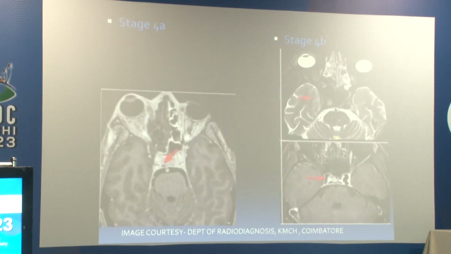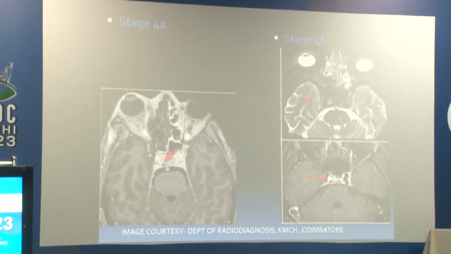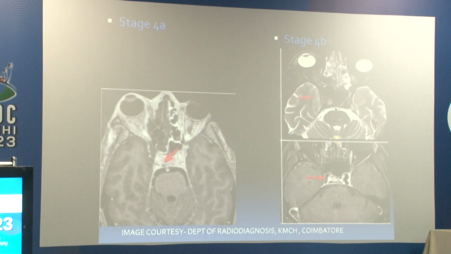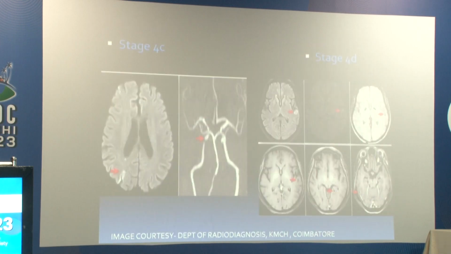Stage 4 is central nervous system involvement: 4A with focal cavernous sinus thrombosis, stage 4B with diffuse cavernous sinus thrombosis, 4C with internal carotid artery occlusion and focal brain infarct, stage 4D with diffuse central nervous system involvement.